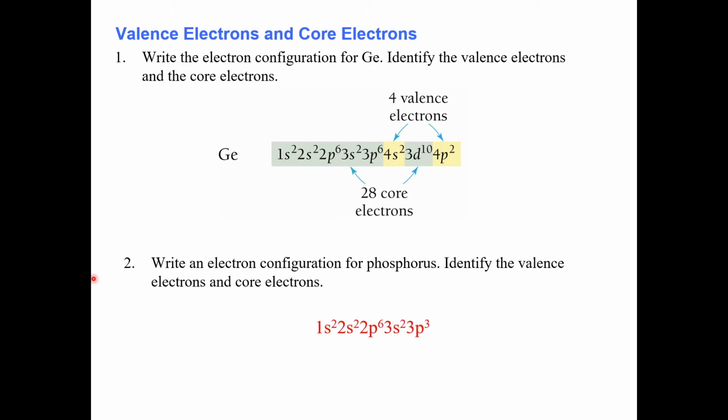Okay, here's the electron configuration. Our valence electrons occur in 3s and 3p. And this should make sense with 5 valence electrons because phosphorus is in the 5th column.